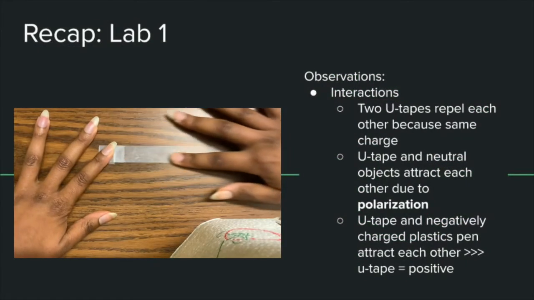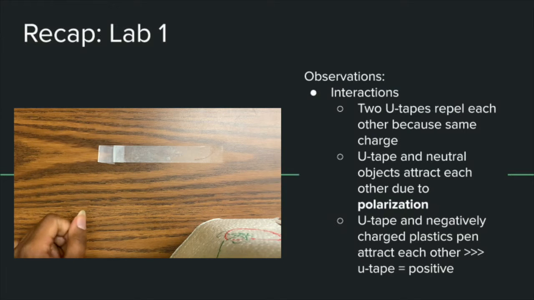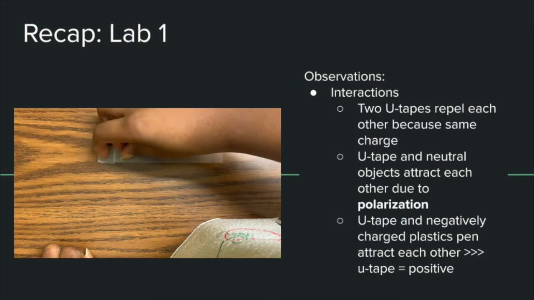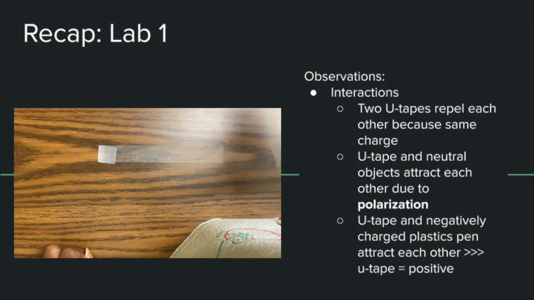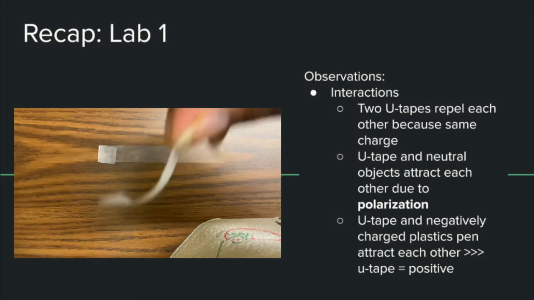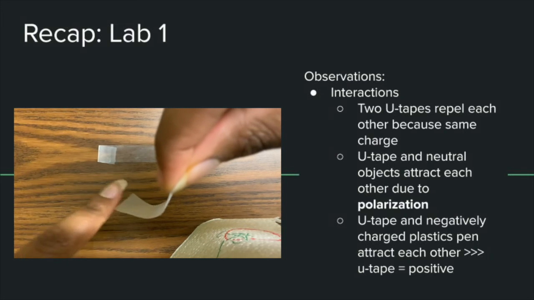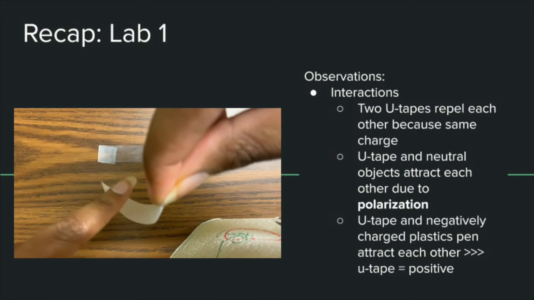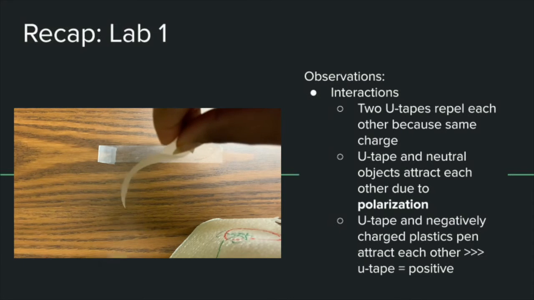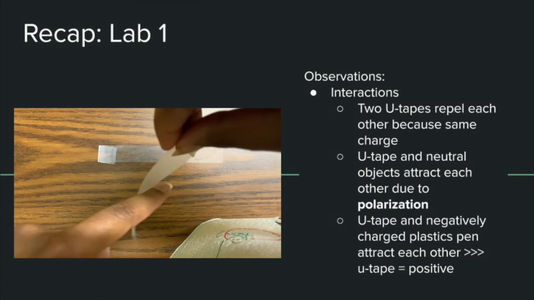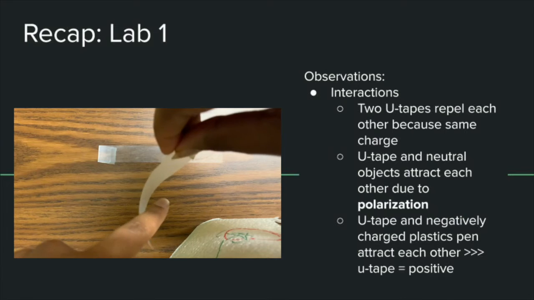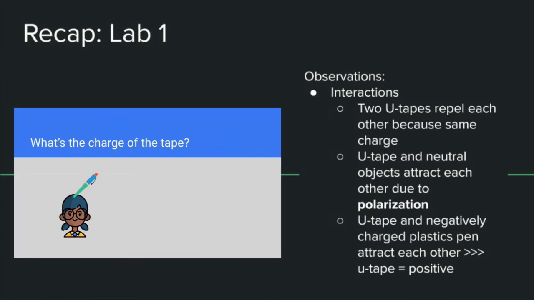To recap the observation of Lab 1, when two U-tape interact, they repel each other because they have like charges. When a U-tape interacts with a neutral object, such as a book or my hand, it is attracted to it due to a shift and separation of opposite charges on the neutral object. This process is called polarization. Lastly, when I negatively charged a plastic pen by rubbing it on my hair, it attracted the U-tape. This means that the U-tape has to be positively charged.